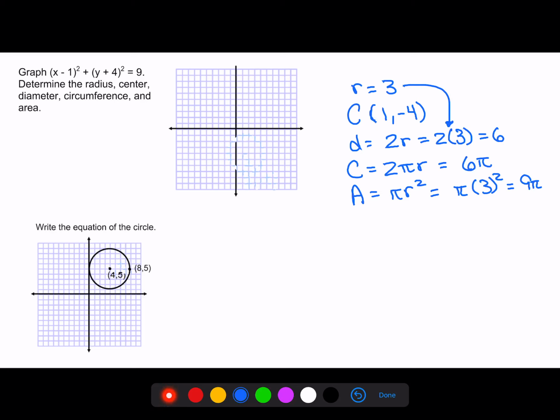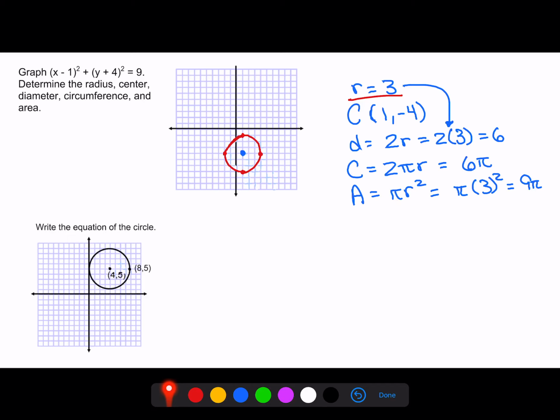Lastly, we need to go ahead and graph this. So first we graph our center at 1, -4, which is this point right here. We then do our radius, 3 points away from each of those. So I go up 3, to the right 3, down 3, and left 3. From there, I can kind of connect all these points to create a nice circle for us. And that's it.